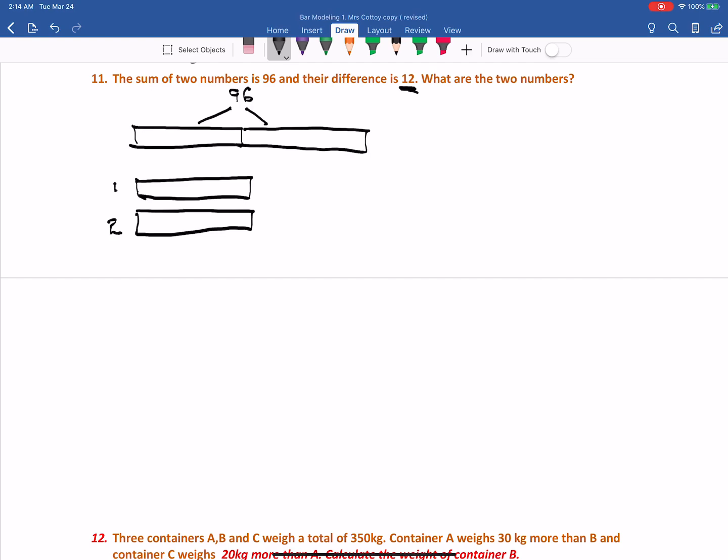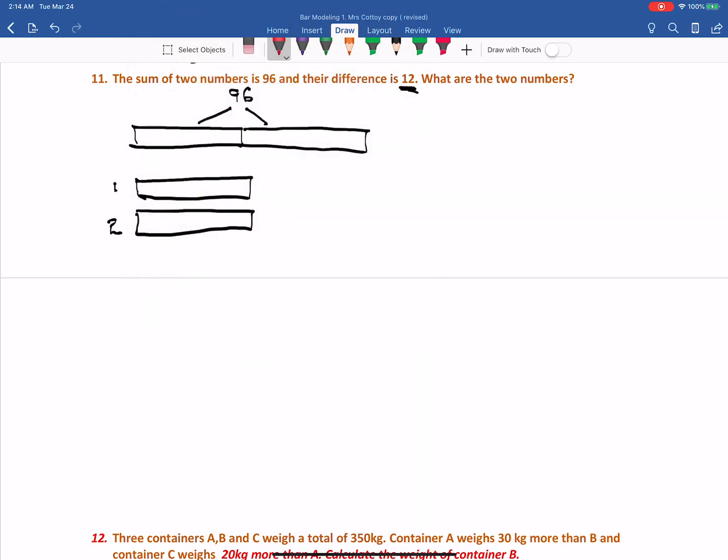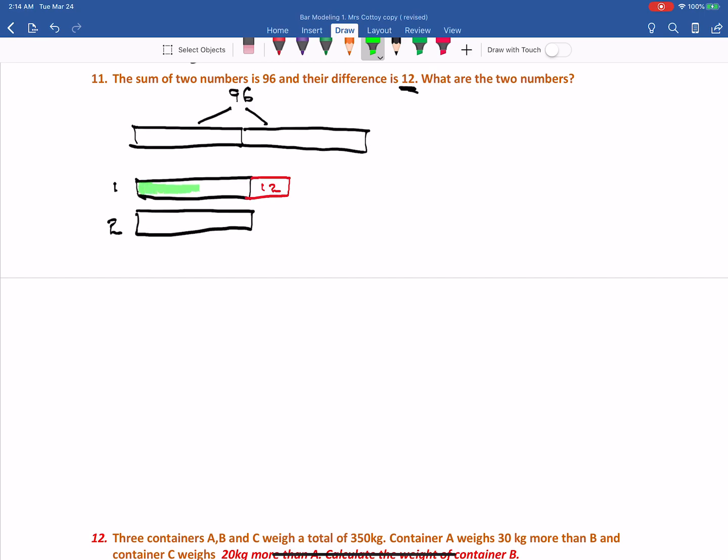If their difference is 12, it means that one is 12 larger than the other, or one is 12 greater than the other. They didn't say which one is larger, so I'm just going to assume that it's the first one. 12. Great. So in all, I'm going to highlight now. We have this section, which is part of the first number, and we have the second number, all adding up to 96.